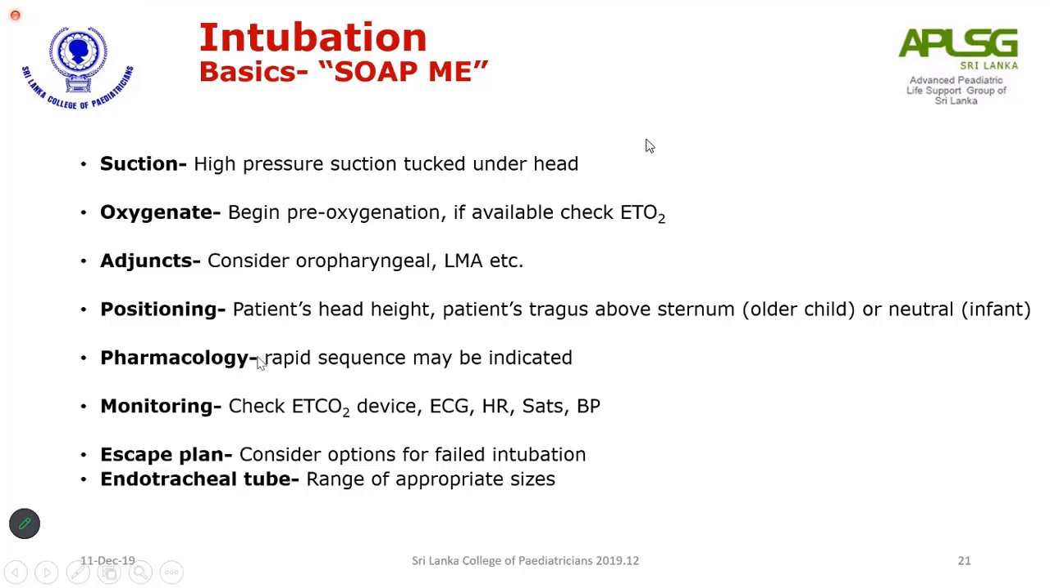Pharmacology indicates all the drugs that you are going to use at the intubation. M is for monitoring. Check all your equipment, the cardiac monitors, the saturation monitors, all should be working. And E is for escape plan and your proper size endotracheal tube. So you need to have a plan for failed intubation before you start intubating.